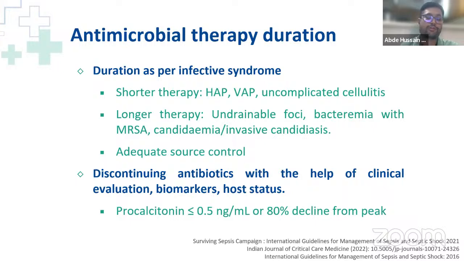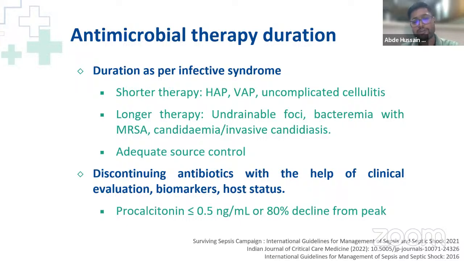Now, with the recent recommendations, recent data that has come up, they suggest a shorter therapy even in cases of HAP, VAP, and uncomplicated cellulitis. Whereas longer therapies in undrainable foci, bacteremia, MRSA, candidemia, or invasive candidiasis. And it also depends on whether adequate source control was achieved or not.